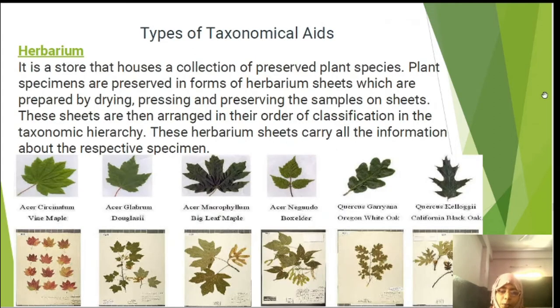First one, herbarium. What is a herbarium? It is a storehouse of a collection of preserved plant species. Plant specimens are preserved in the form of herbarium sheets, which are prepared by drying, pressing and preserving the samples on sheets. How do we do this? In your second year, at the end of the year, you have a practical lab in which you will be making this herbarium on your own. So how do we do it?